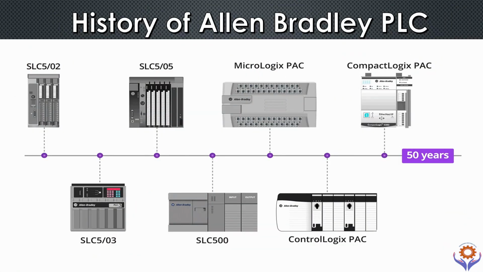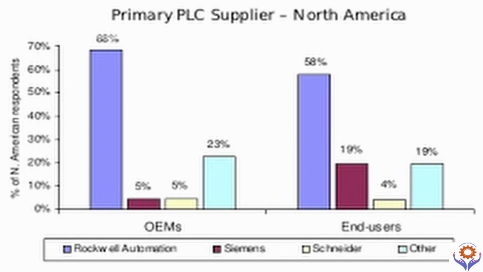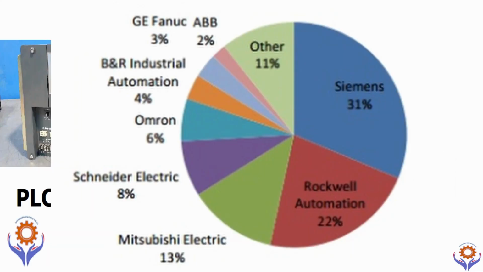In 1903, Allen Bradley started the company with the help of Dr. Stanton Allen and was formed as Allen Bradley. Allen Bradley is the brand name of several products in automation equipment and is owned by Rockwell Automation. Rockwell Automation has PLCs, HMI, sensors, software, drives, controllers, contactors, and MCC panels. Allen Bradley PLC became a major PLC manufacturer in the USA and the most popular PLC brand in the world.